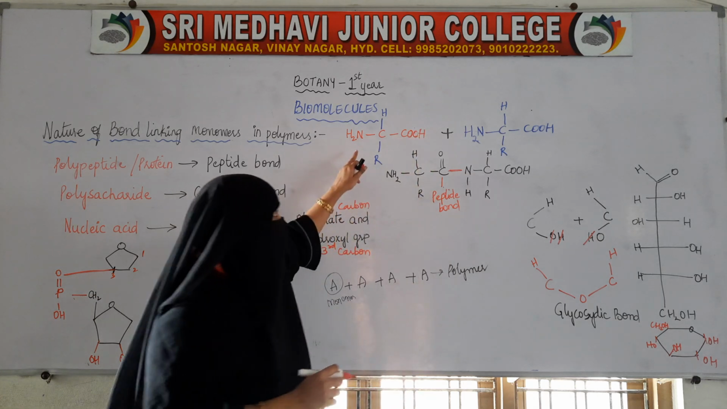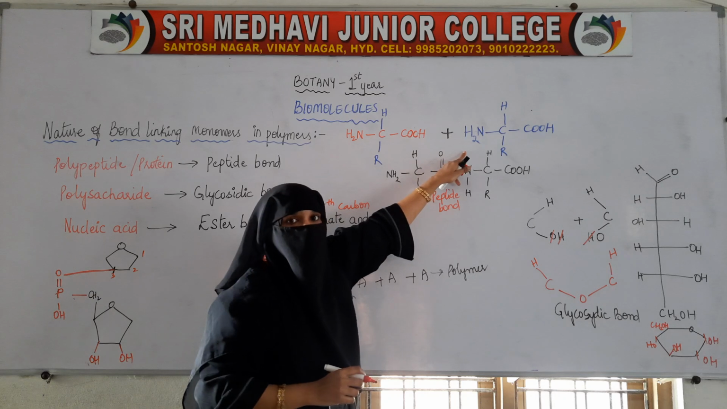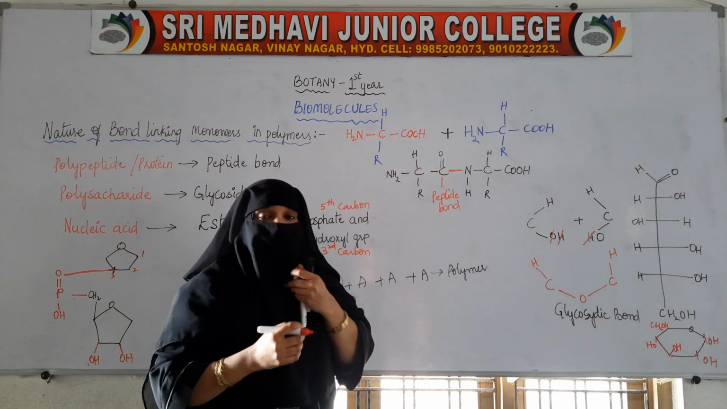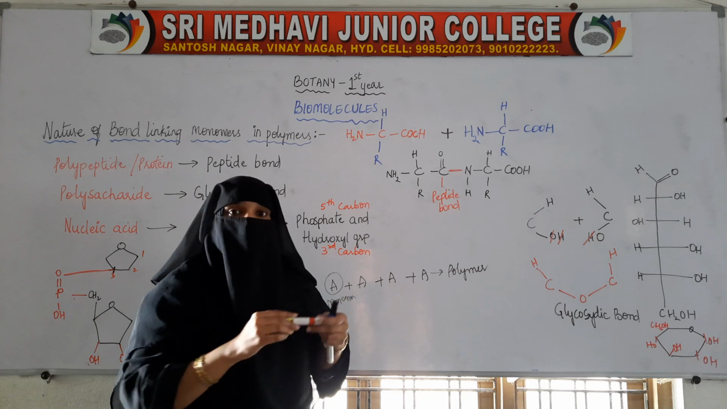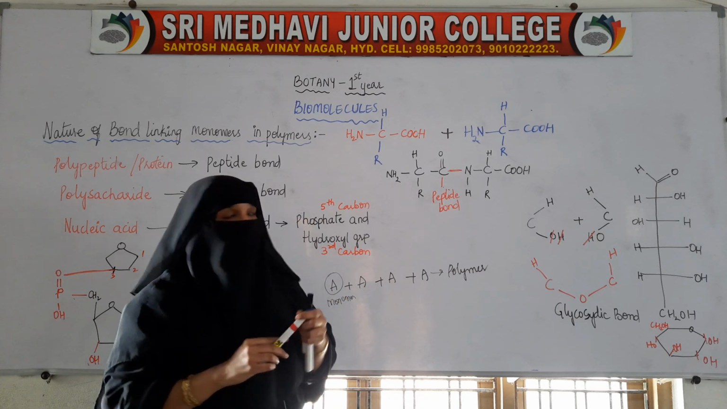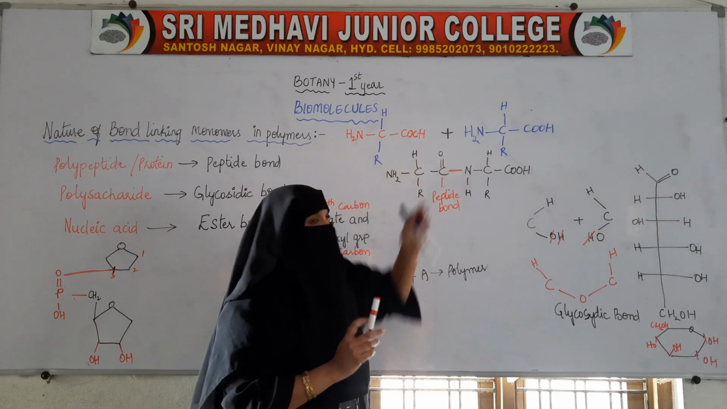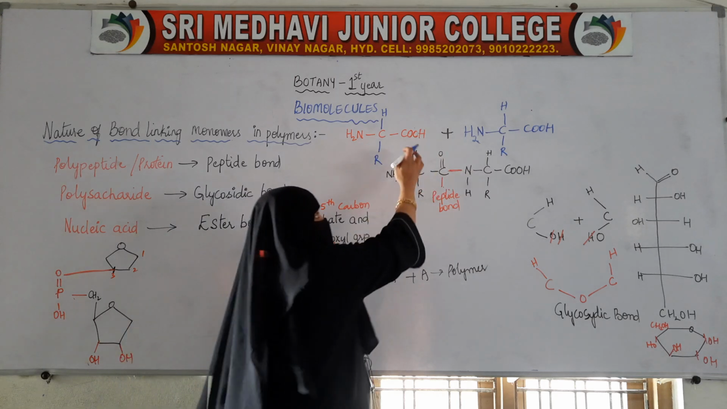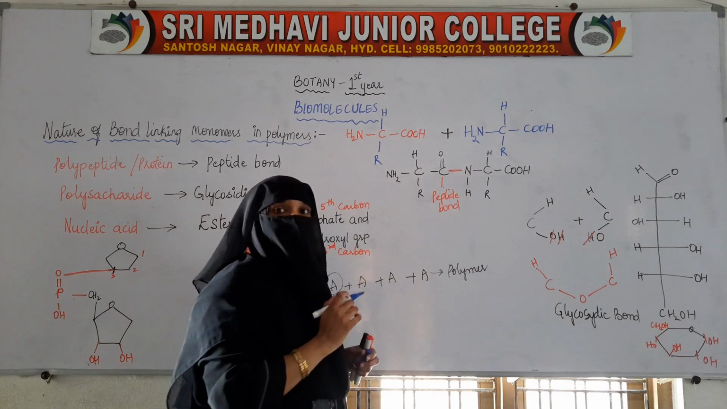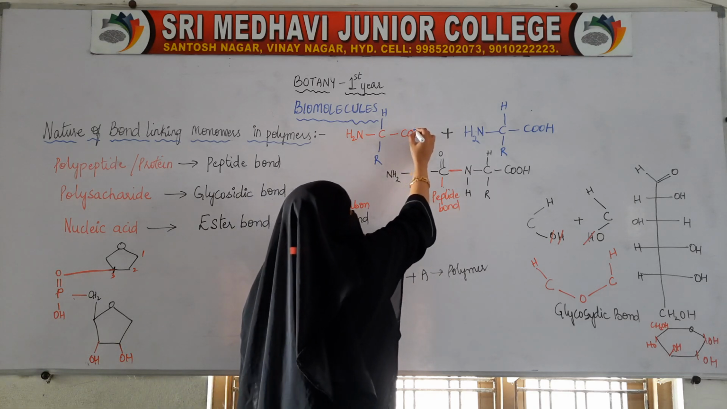Okay, this is one amino acid, this is one amino acid. When these two join, then only a long chain will be formed. So how will these two be joining? This is one amino acid, this is one amino acid. What happens when they join? How do they join?